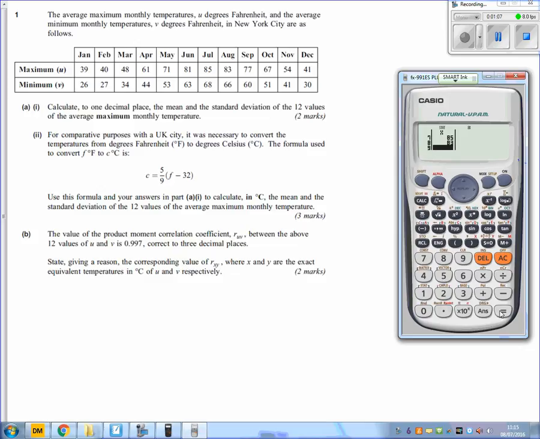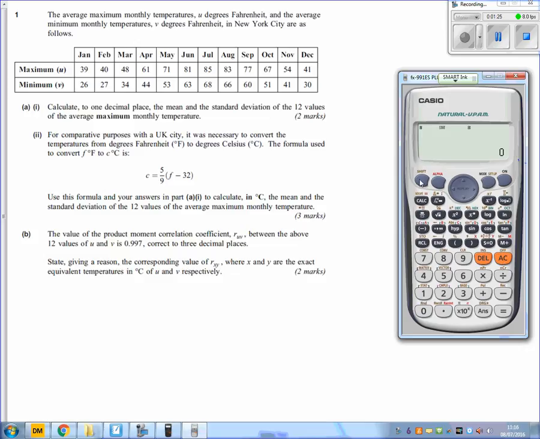83, 77, 67, 54, and then 41. I'm just going to check that we've got 12 data in there. Press AC to get out of that, and then we can do our calculation.